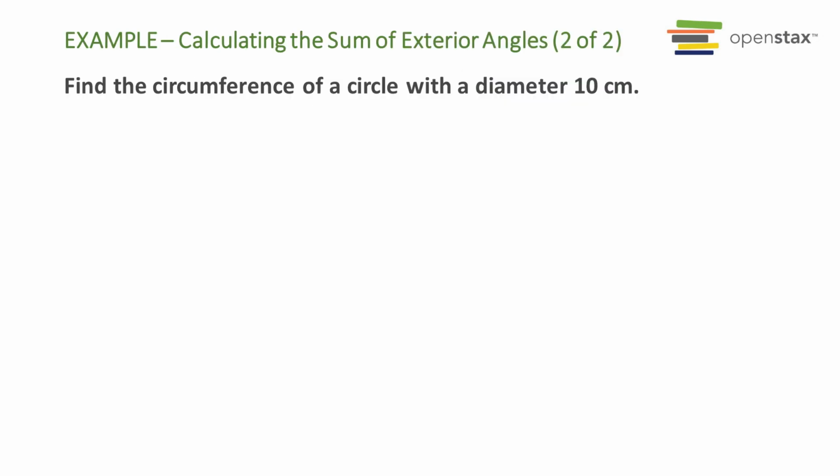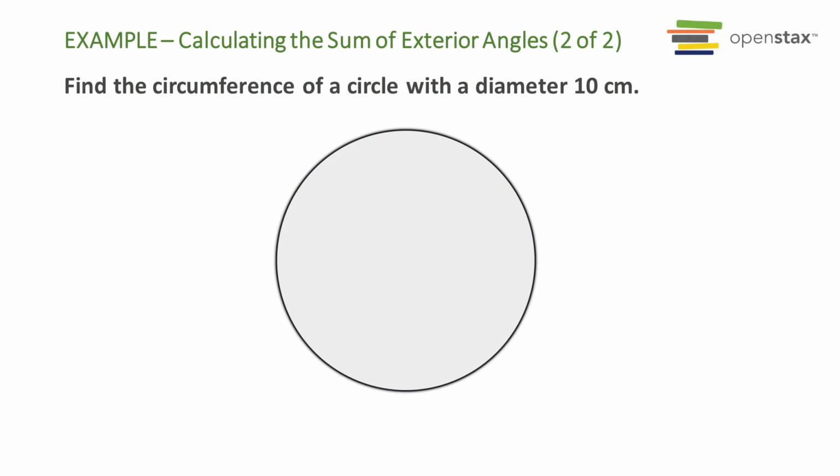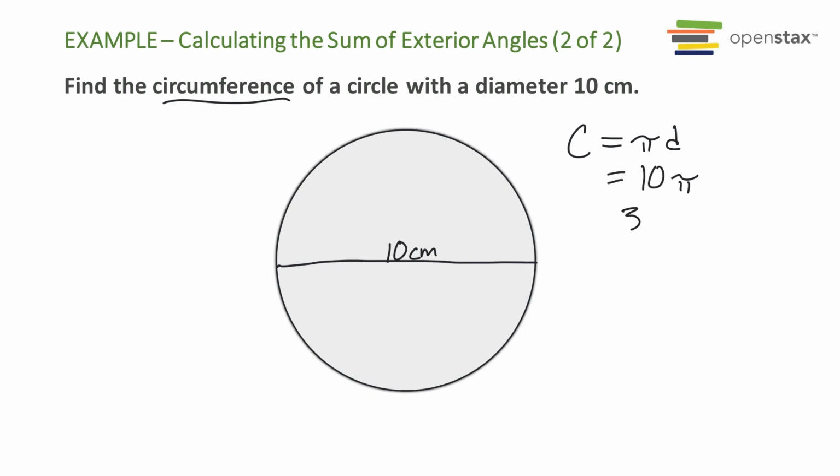So for example, say we wanted to find the circumference of a circle with a diameter of 10 centimeters. So here we'll draw a circle. It has a diameter of 10 centimeters. So going across the entire length of it would be 10 centimeters. So the circumference is going to be pi times D. So that's just going to be 10 pi, which is going to be 31.4 centimeters. If we round it to the nearest tenth of a centimeter, it's just going to be 31.4.